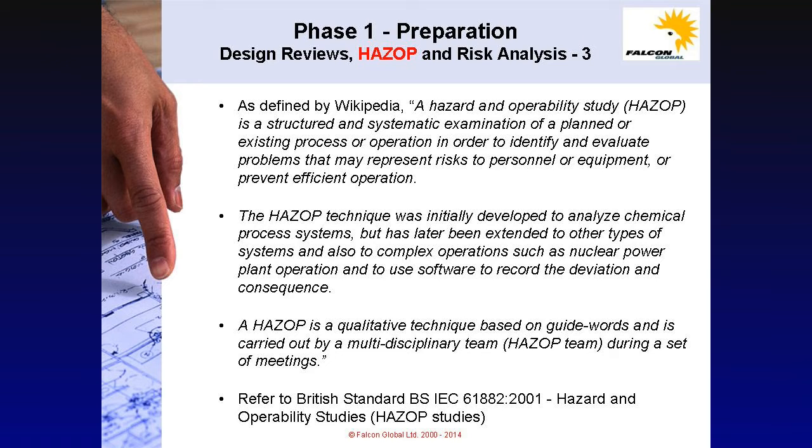The HAZOP technique was initially developed to analyze chemical process systems, but has later been extended to other types of systems and also to complex operations, such as nuclear power plant operation, and to use software to record the deviation and consequence. A HAZOP is a qualitative technique based on guide words and is carried out by a multidisciplinary team, a HAZOP team, during a series of meetings. For guidance, refer to British Standard BS IEC 61882 of 2001, Hazard and Operability Studies.